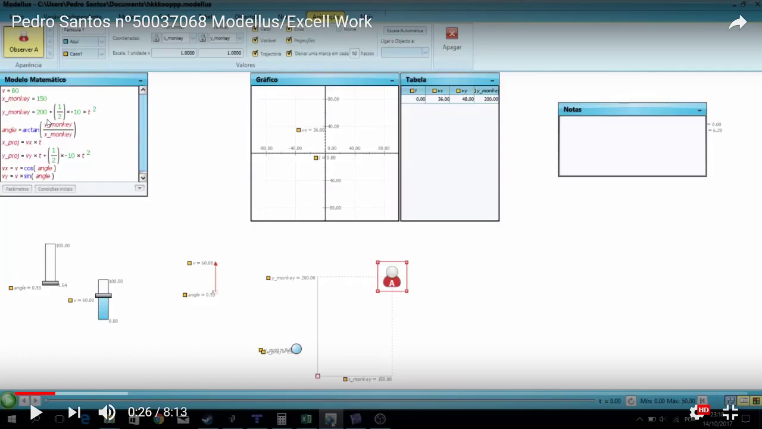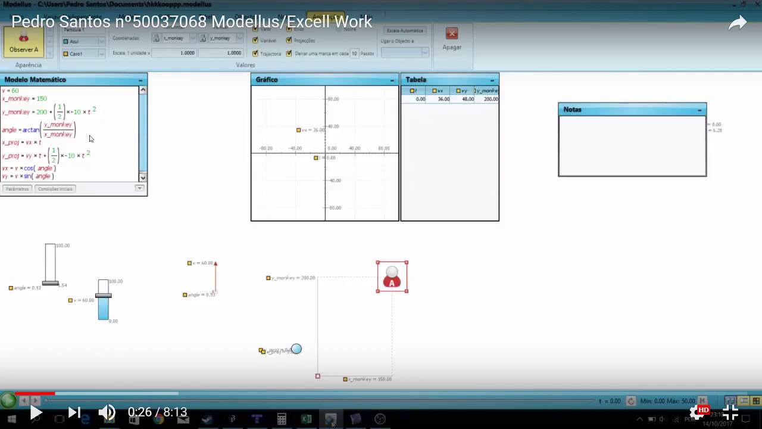And Y monkey starts at 200 in height and it falls down here with 1 divided by 2 times minus 10 multiplied by time elevated to 2, I guess, is that how we say it? And if you notice, this is similar to what we do here in Y projectile. We'll get into that and what that means. It's basically the movement of going down.